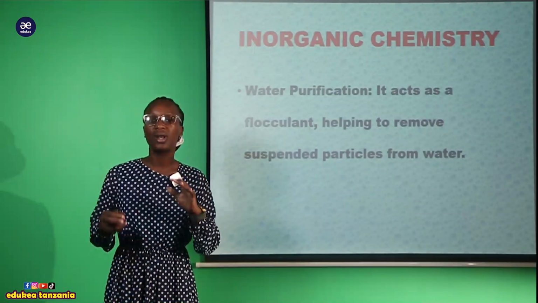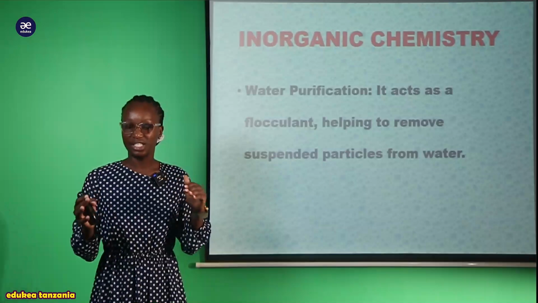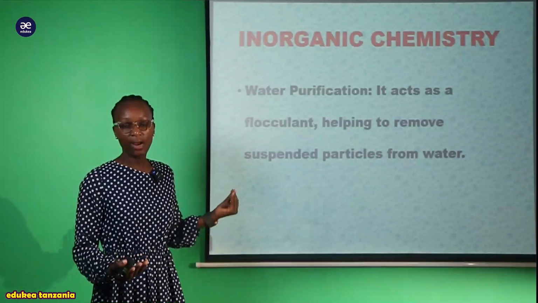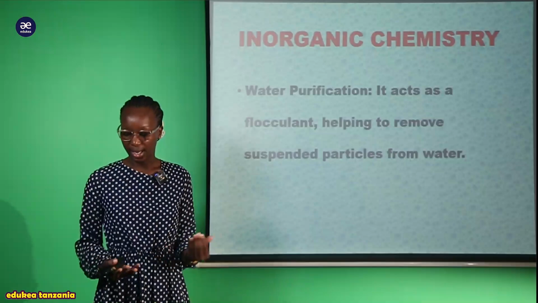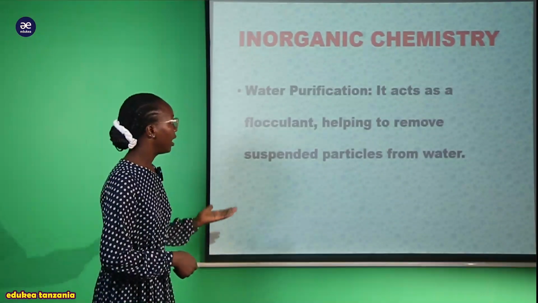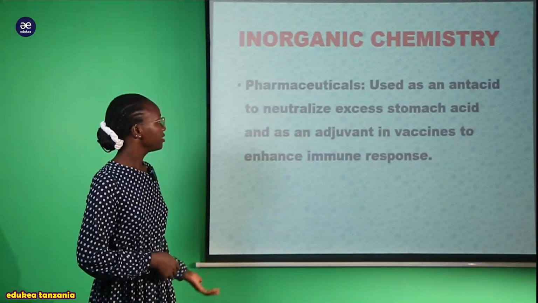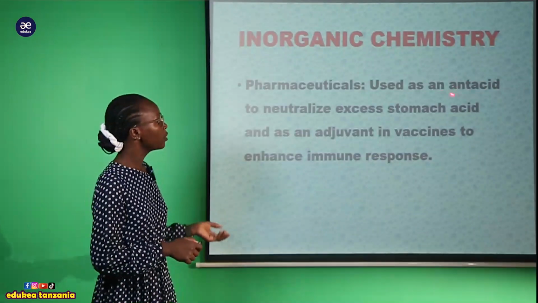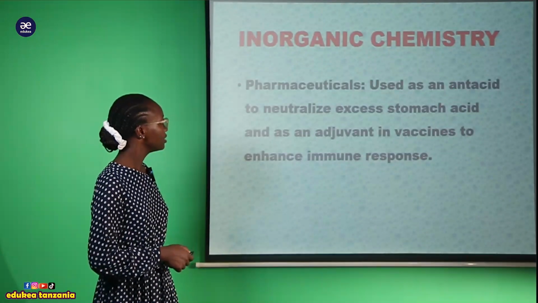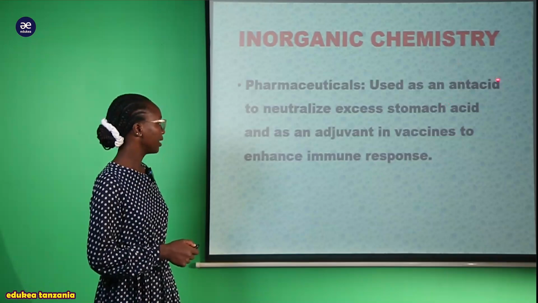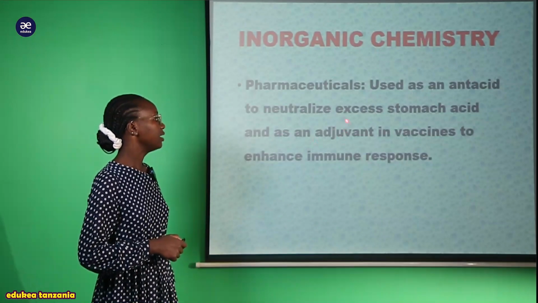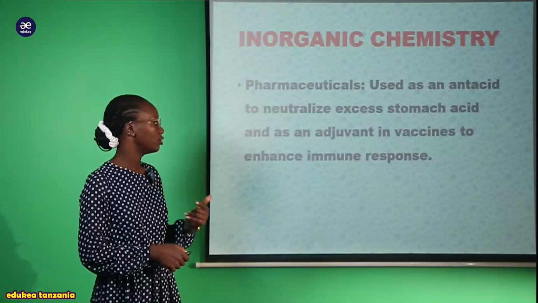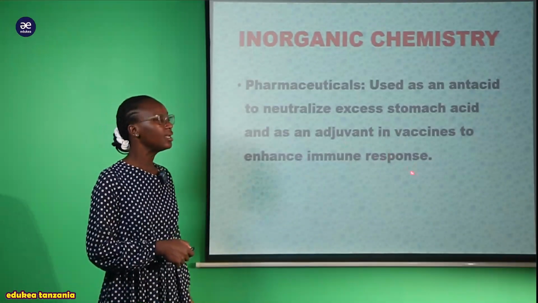Kwamba maji yanakuwa na zile particles ambazo zimejiattach mule, zimebakia, ambazo actually ni impurities. Kwa hiyo hii aluminium hydroxide inasaidia katika hiyo process nzima ya purification of water. But also it is useful in the pharmaceuticals. How? Anasema used as an antacid to neutralize the excess stomach acid and as an adjuvant in vaccine, kwenye mambo ya chanjo, to enhance immune response.